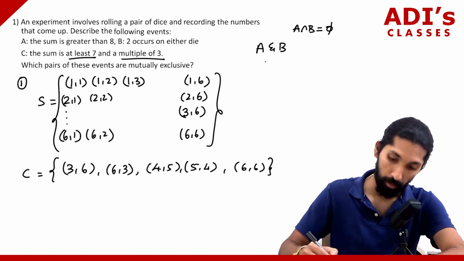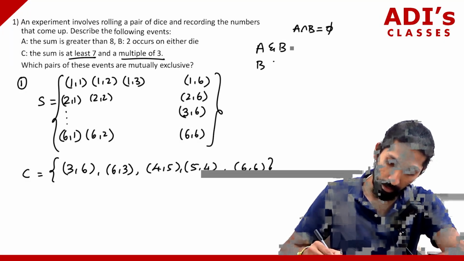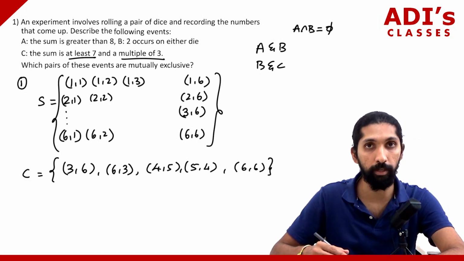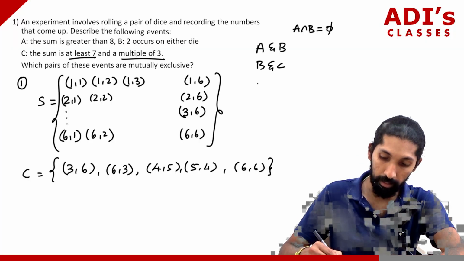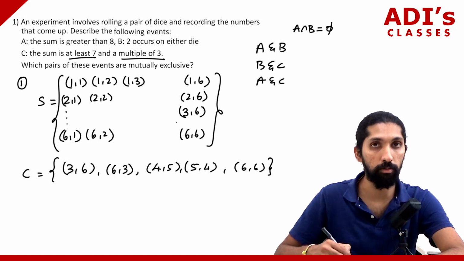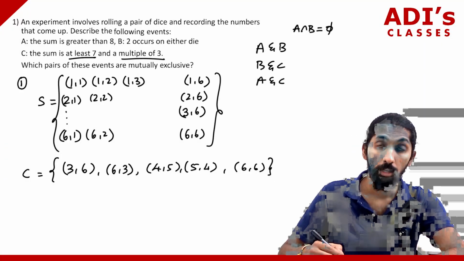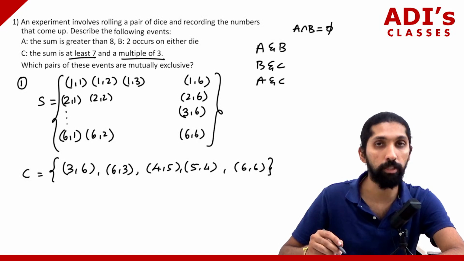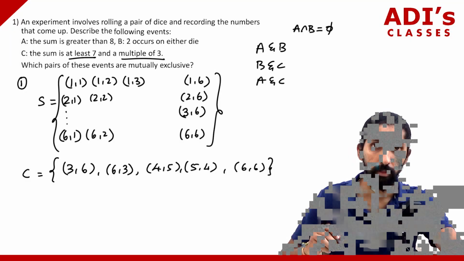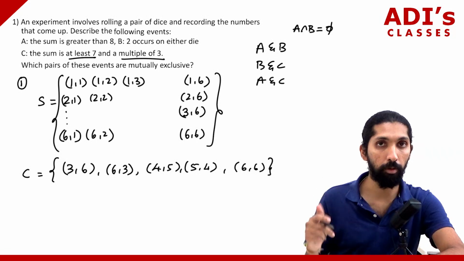That's why. Same thing, B and C also you don't have any common factors. So A and C are also mutually exclusive. Fine. So all the three are mutually exclusive to each other. Fair enough? Now let's do the second problem.